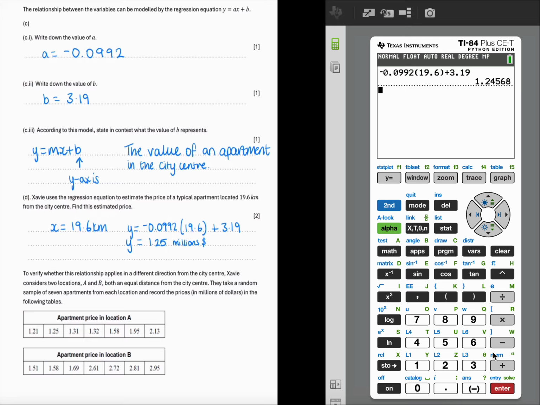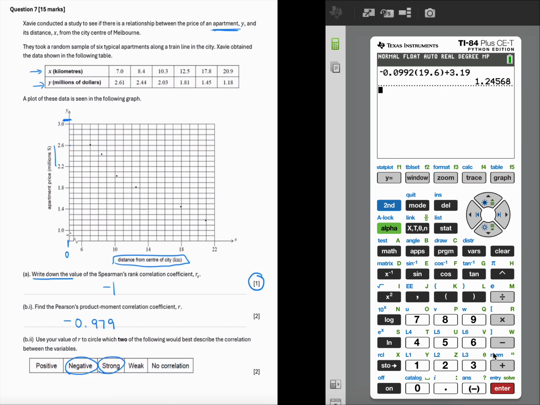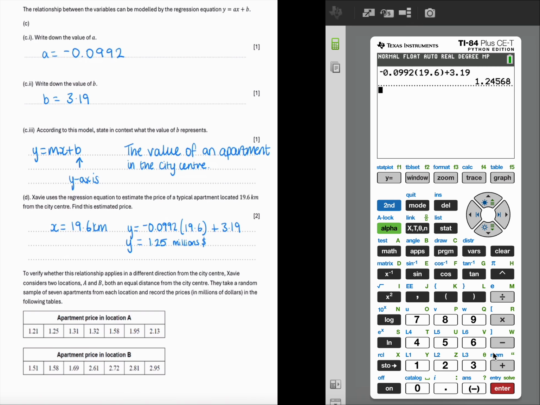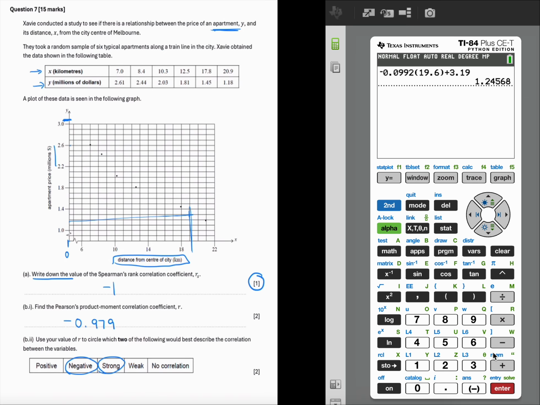There we go. And then once we've done that, we can check whether the value seems about right. So 19.6 is somewhere around here. Does it make sense that it's 1.24? Yeah, I would say that does make sense if my line of regression is somewhere there.